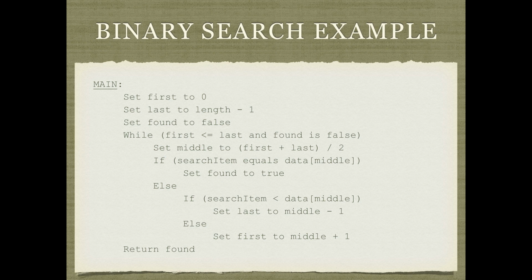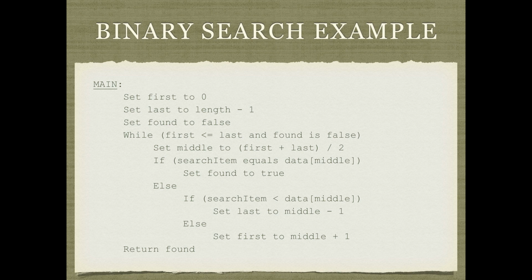Now, as long as first is less than or equal to last, meaning we're still within the bounds of the array, and we haven't found the target value yet, we're going to determine what the middle is by adding first to last, so 0 plus 9, divided by 2.